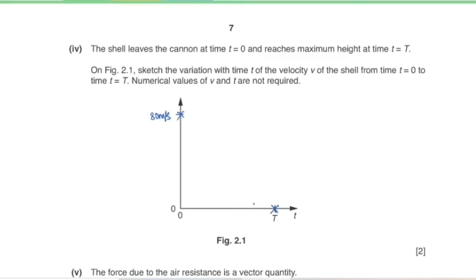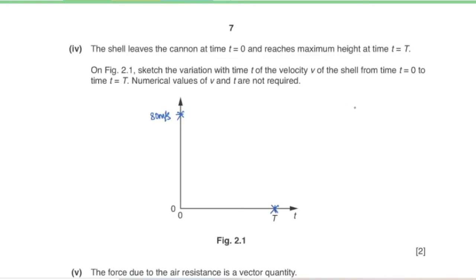On figure 2.1, sketch the variation with time t of the velocity of the shell from t equals 0 to t equals capital T. Numerical values of v and t are not required. So velocity will decrease with increase in time due to air resistance and the fact that it's moving against gravity.